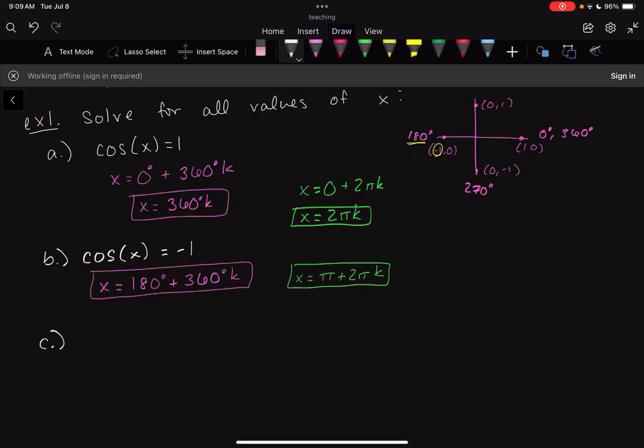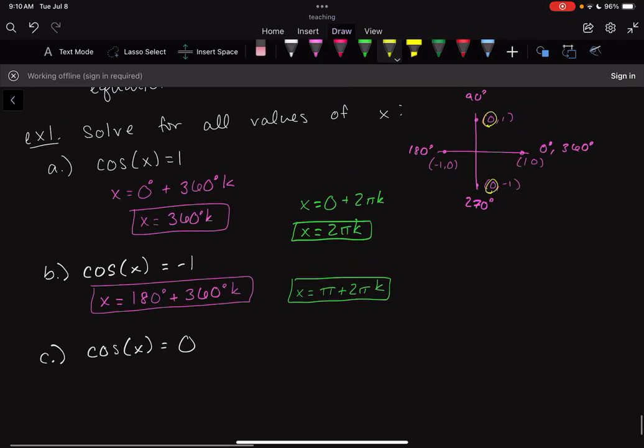Let's look at another one. This one is cosine x equals 0. And so if I come over here, I'm looking at my unit circle. I'm going to look for the place where cosine is equal to 0. So that happens up here. It also happens down here. So this one, it's actually happening in two places.